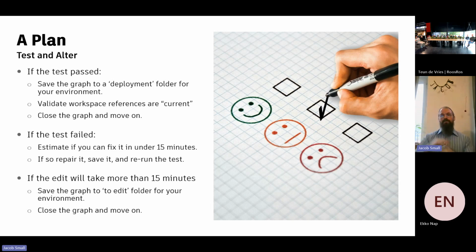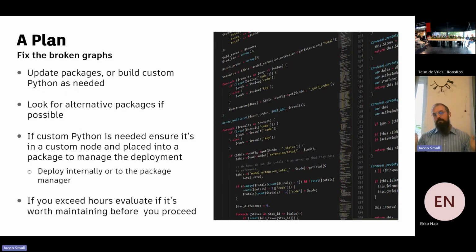If it's going to take longer than 15 minutes, I save it to a separate folder. It's called to edit, and then move on. Once I'm done testing everything the first time, I go back and I fix all my broken graphs, update any packages, message John, hey, I got a problem. Can you fix it? Look for alternatives, find out whatever Python might be broken and update that as needed.